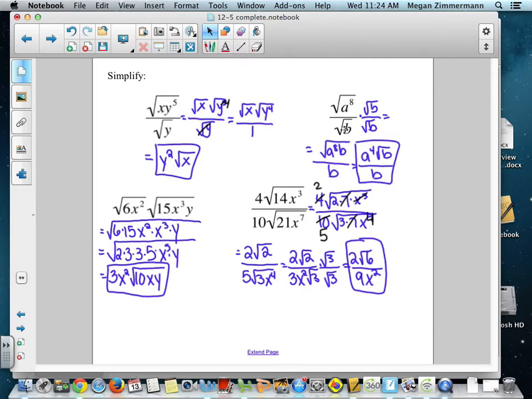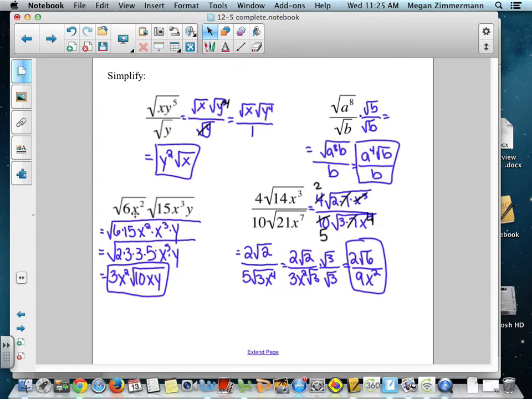In the second one, though, with the square root of b in the denominator, there weren't any square roots of b in the numerator for me to cancel that out, so I did have to go through and rationalize the denominator. So I multiplied by the square root of b over the square root of b. In the denominator, root b times root b is b, and then I have the square root of a to the eighth times b. The square root of a to the eighth is a to the fourth, and the square root of b just stays the square root of b. So my final answer would be a to the fourth root b over b.